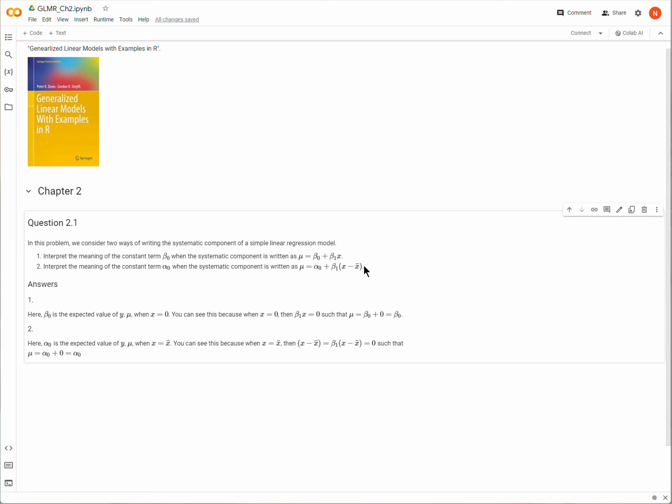Okay, so when x equals x bar, then x minus x bar becomes 0, such that beta 1 times x minus x bar becomes 0, and then mu just becomes alpha naught. So again, the way that these two formulas differ is that one is just using x, and one is using a centered version of x. So we've transformed x to be just a centered value. Okay, that's it for this one.